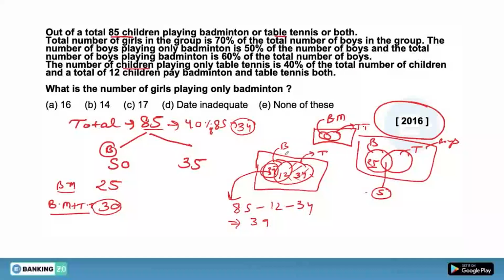And how many boys were playing badminton? 25 boys were playing badminton. That means we are asked the number of girls who are playing only badminton. Total number of students who are playing badminton is what? Total number of students are 39, out of which 25 boys are playing badminton. That means the number of girls who play badminton would be how much? They would be 14. So the correct answer is 14 here.